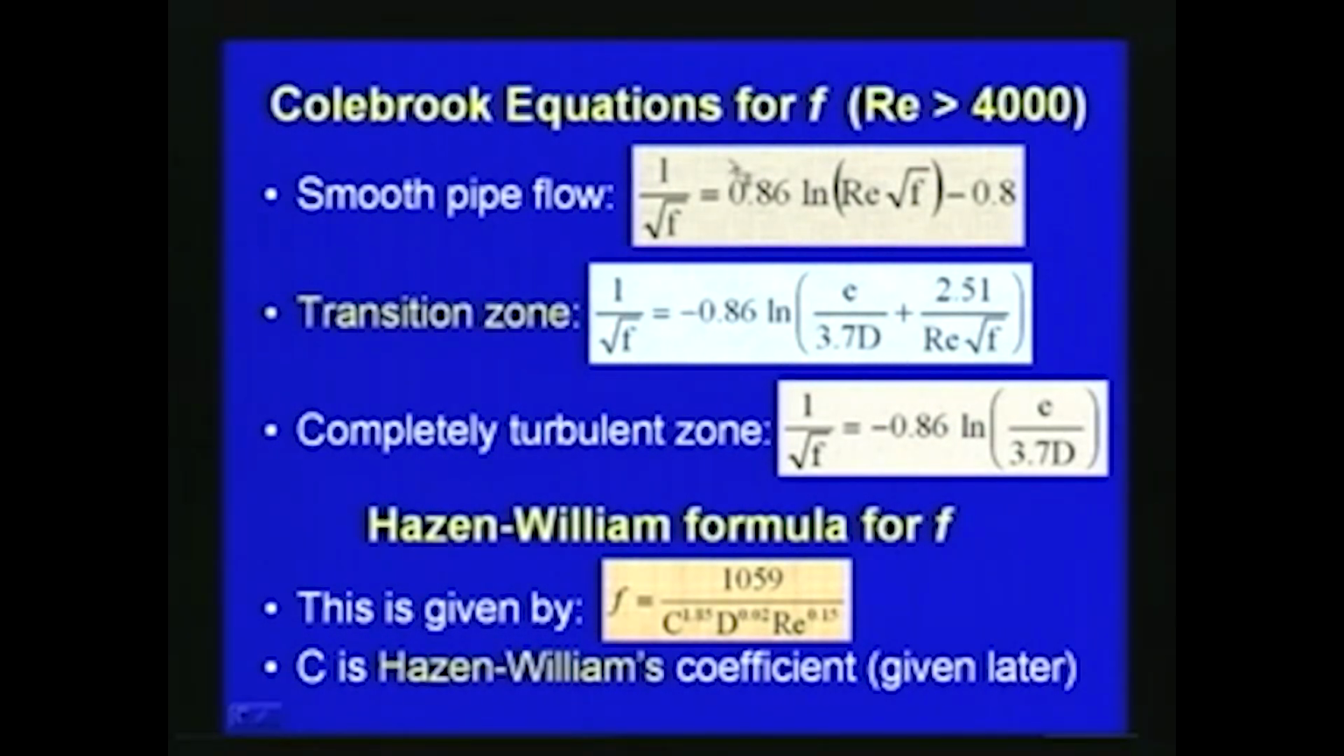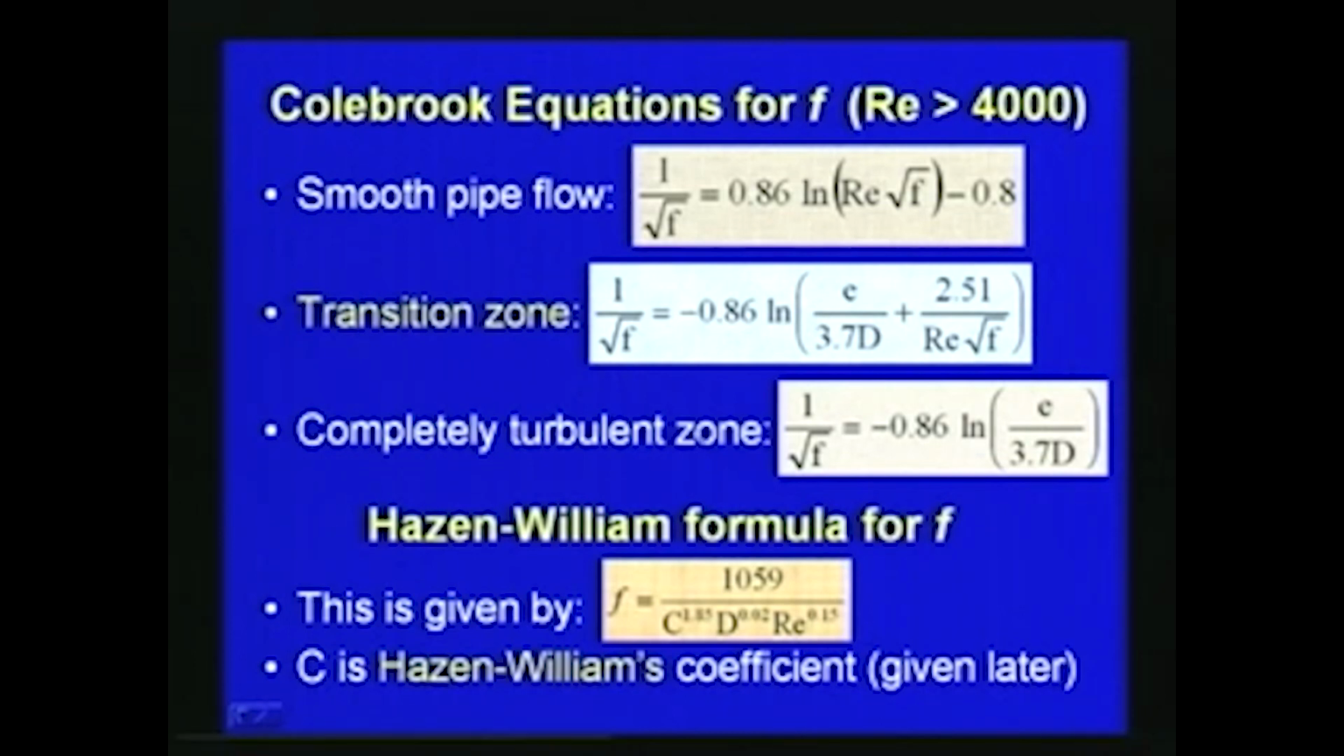Colebrook derived relationships for the friction factor and Reynolds number. Colebrook showed that for smooth pipe flow, 1 by root f is equal to 0.86 natural log of Re root f minus 0.8. In the transition zone, between smooth and rough, Colebrook showed that 1 by root f is equal to minus 0.86 natural log of (epsilon by 3.7 D plus 2.51 divided by Re root f), where Re is the Reynolds number, f is the friction factor, D is the diameter, and epsilon is the roughness height.